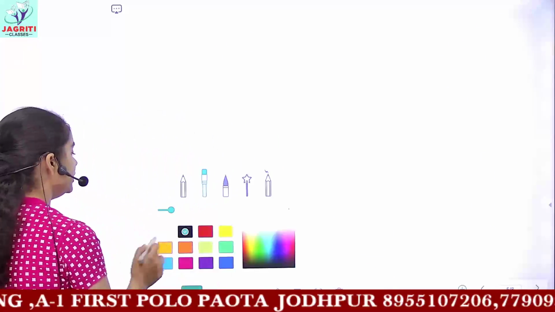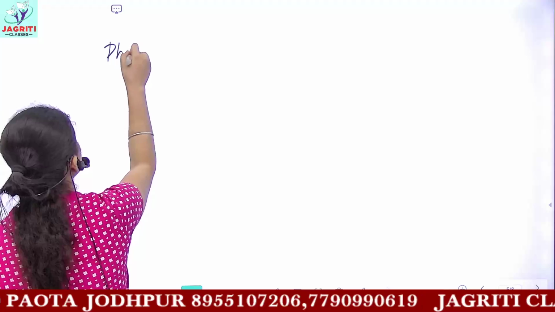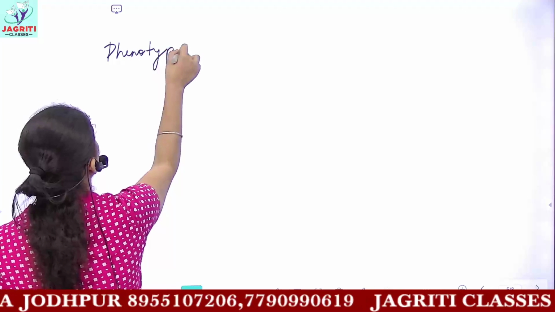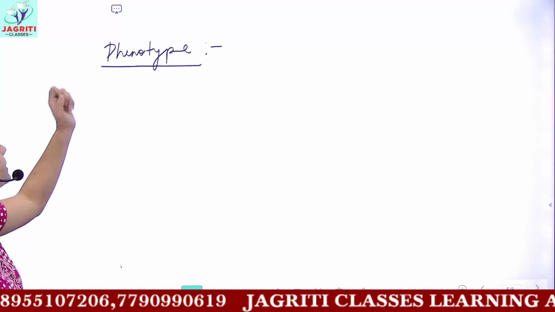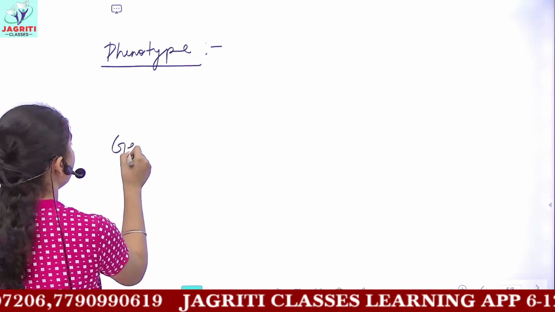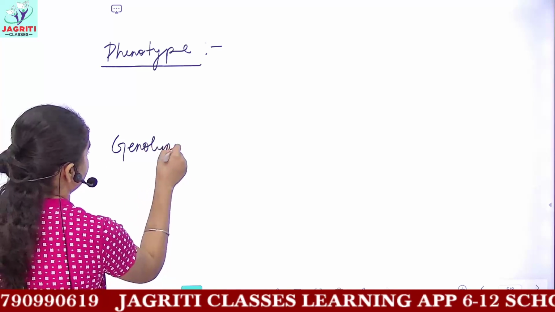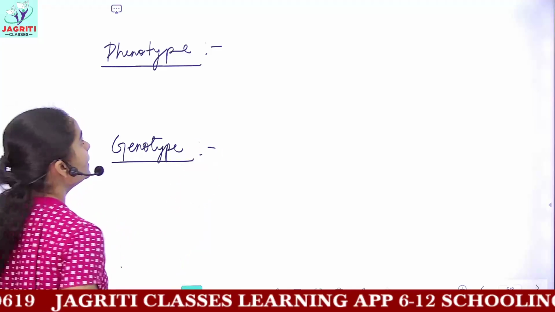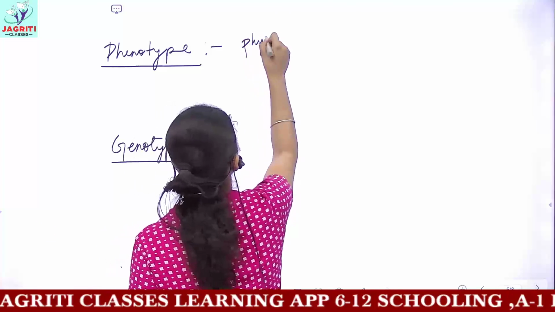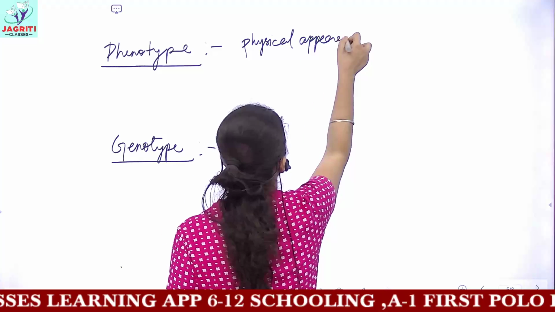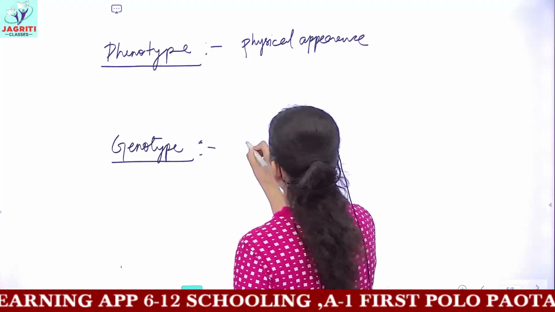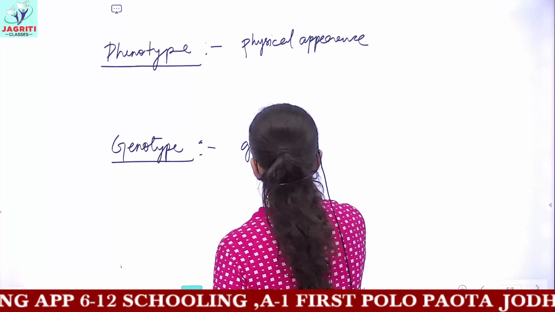Now we are done with alleles, we are done with dominant and recessive traits, homozygous and heterozygous. So now the only thing which you should know before we start with the cross, that is monohybrid and dihybrid cross, are two words: phenotype and genotype. Phenotype simply means the physical appearance, and genotype means the genetic constitution.